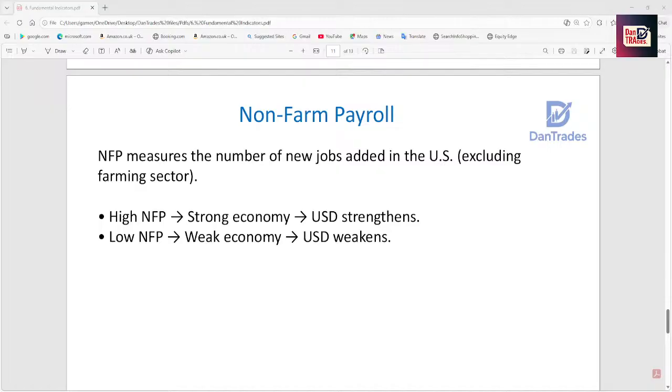So people invest in countries that have high NFPs, like the United States. For the past few months, it has not been getting a higher NFP. I think it has been reducing slightly, or sometimes you get the same value, but it's not really a big deal because the United States is the United States. So high NFP, strong economy, USD strengthens. That's how simple it is. Low NFP, weak economy, USD weakens.